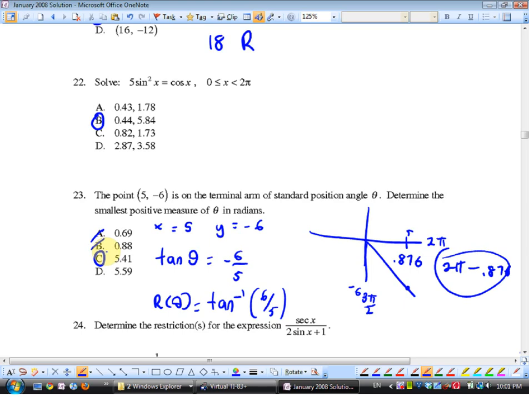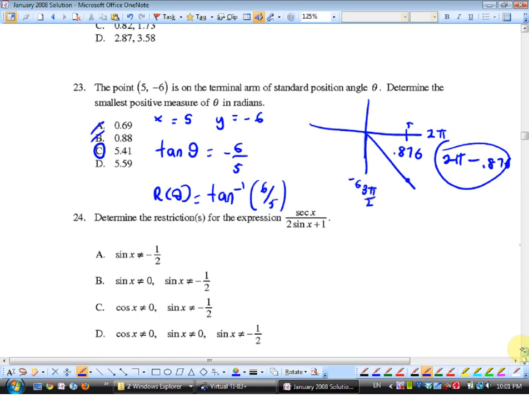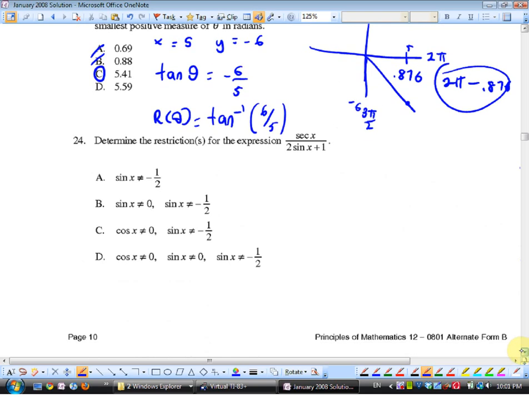Determine the restrictions. Okay, restrictions for trig functions. Can't divide by zero. So first of all, in the denominator, sine x can't be negative a half. Because if sine x works out to negative a half, I'm going to have a zero in the denominator. What about in the numerator? Well, secant is 1 over cosine. So cos x can't be 0. Cos x can't be 0. Sine x can't be a half. The answer to number 24 is C.